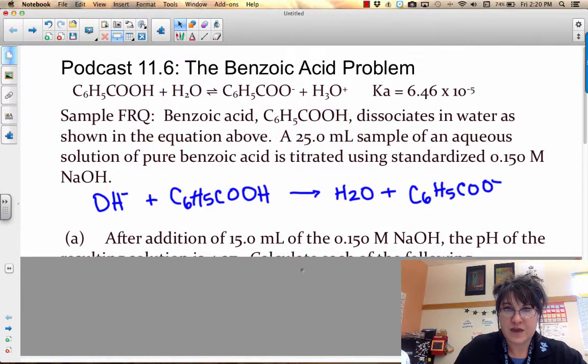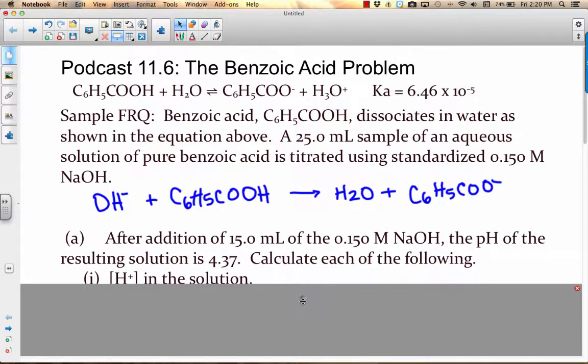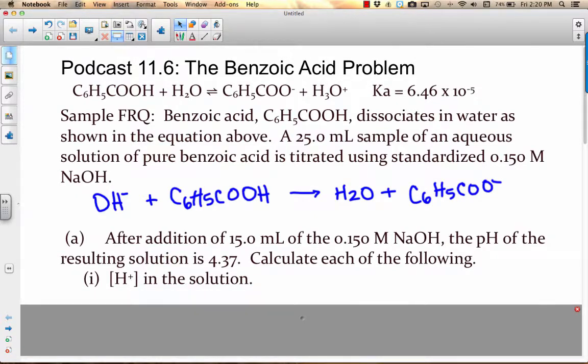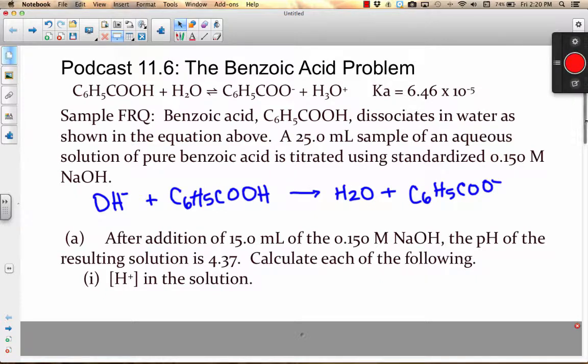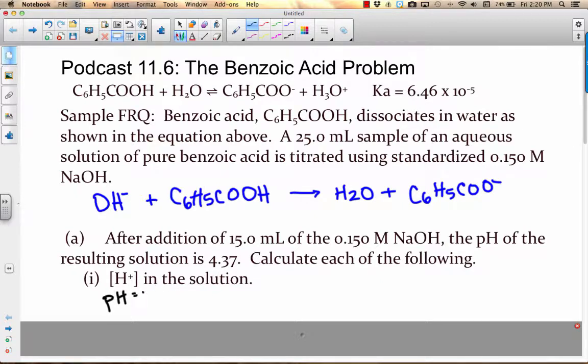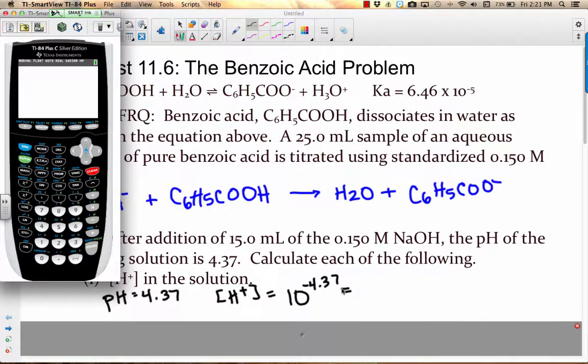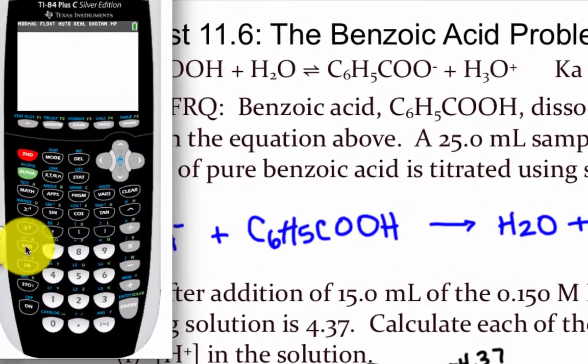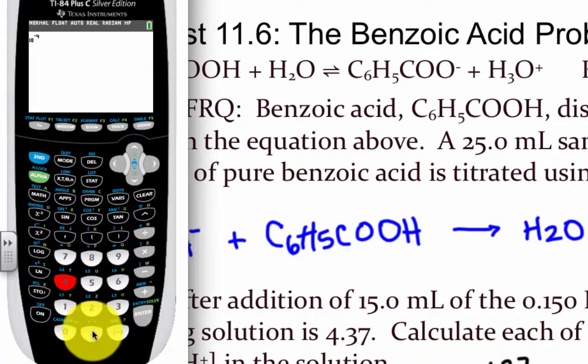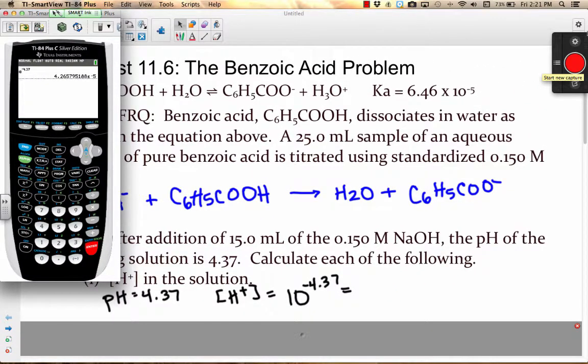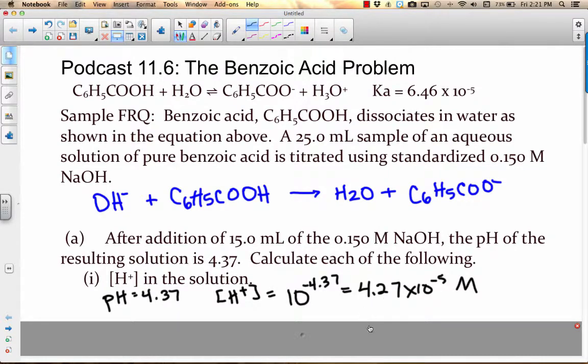Now let's look at the questions. After the addition of 15 milliliters of the 0.15 molar sodium hydroxide, the pH of the resulting solution is 4.37. And we're asked to calculate, first, the hydrogen ion concentration. Well, this is pretty straightforward because we know the pH is 4.37, and so the concentration of hydrogen ions is simply taking the antilog of the pH. So I take 10 to the minus 4.37, and we get our concentration of hydrogen ions. So grab your calculator. 10 to the negative 4.37 gives us a concentration of 4.27 times 10 to the minus 5, and that is our molar concentration in moles per liter.